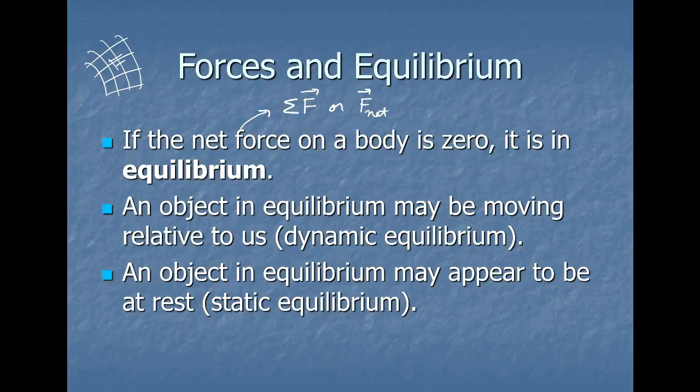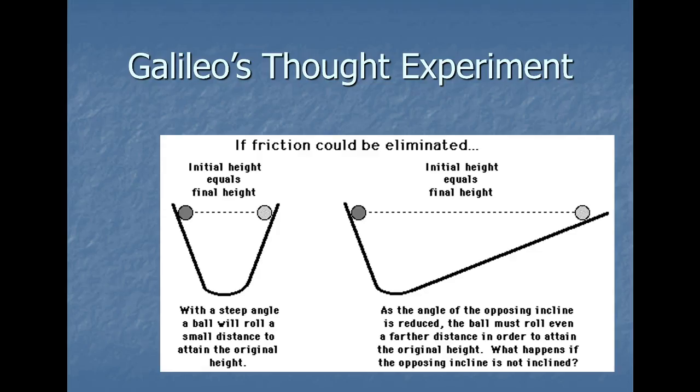Okay, so we'll start talking about Newton's laws, and we're going to first look at Galileo's thought experiment, from the Physics Classroom. Galileo said, if I roll a ball down a hill, with a steep angle on one side and the other side, then if we could get rid of friction, the height that you start at would be the same height that you end at.